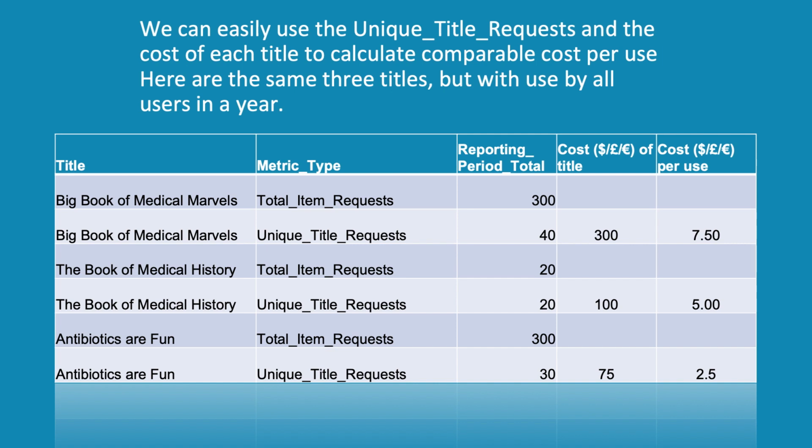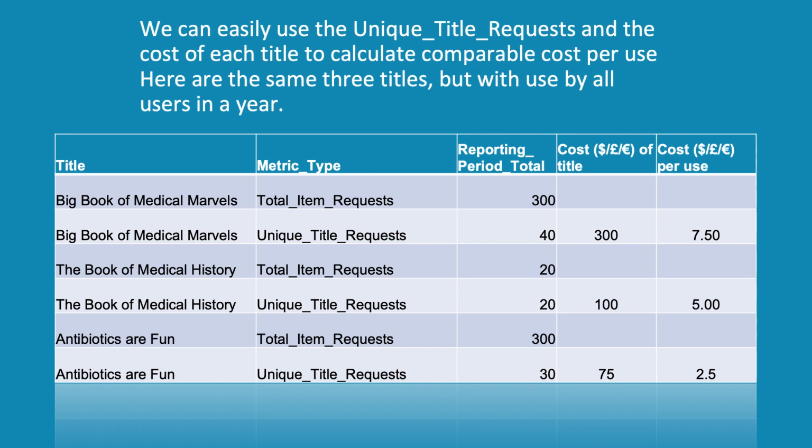Librarians can use the data from the TR B1 report to calculate comparable cost per use. Here is a spreadsheet showing the same 3 titles but with use by all users in a year. The librarian has used the unique title requests metric for the calculation. For the Big Book of Medical Marvels, with 40 unique title requests at a cost of £300, the librarian divided 300 by 40 to get a cost per unique title request of £7.50.